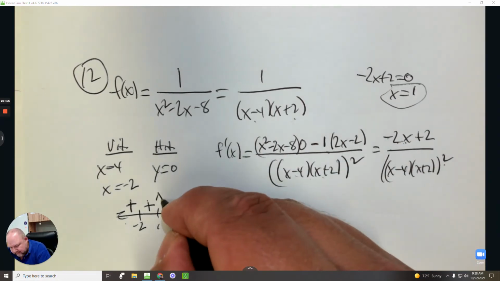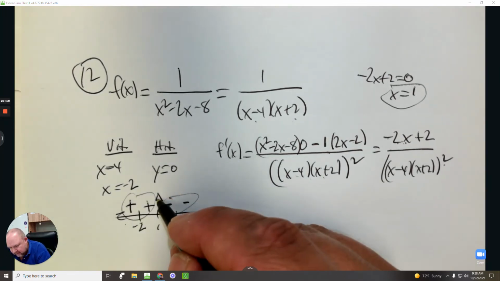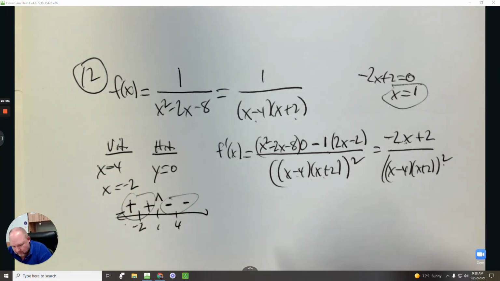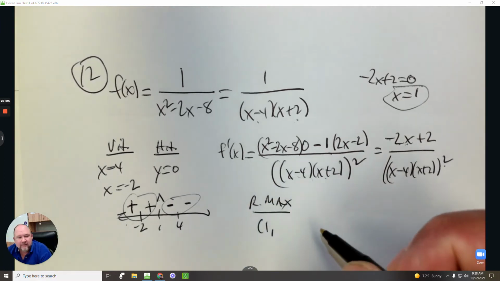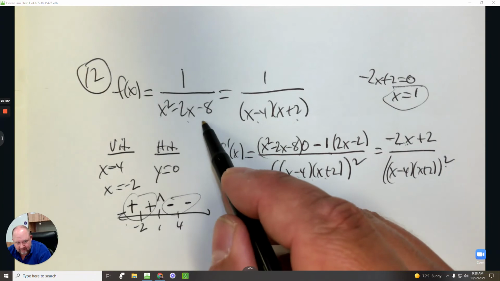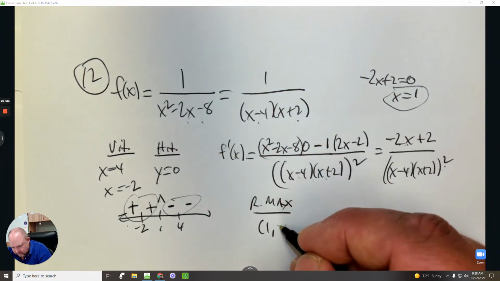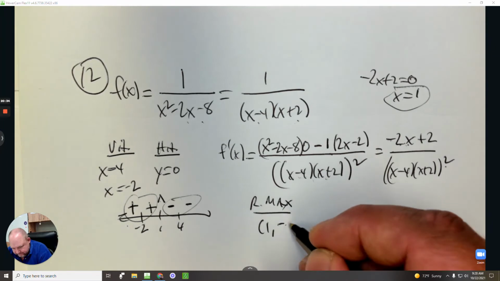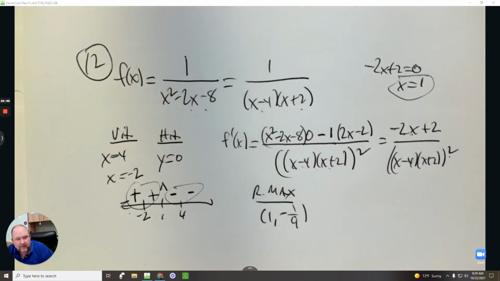And so that means we have a maximum at 1. And so it increases and then decreases with the maximum at 1. So we have a relative max at 1. How do I find the y-coordinate? I plug it into here. So 1 take away 10, negative 9. So at negative 1/9, we have a maximum. And then we draw the picture.